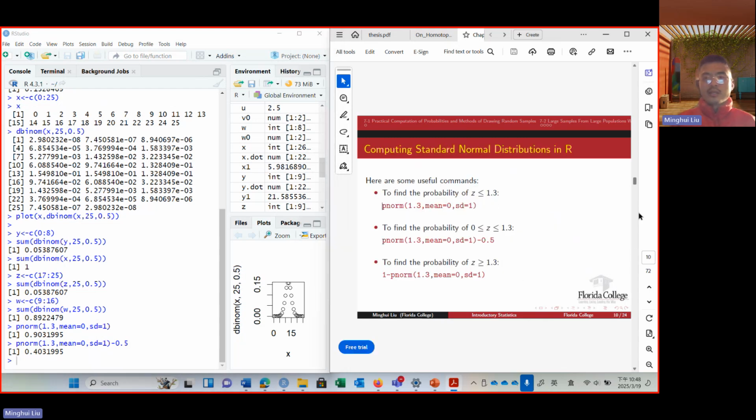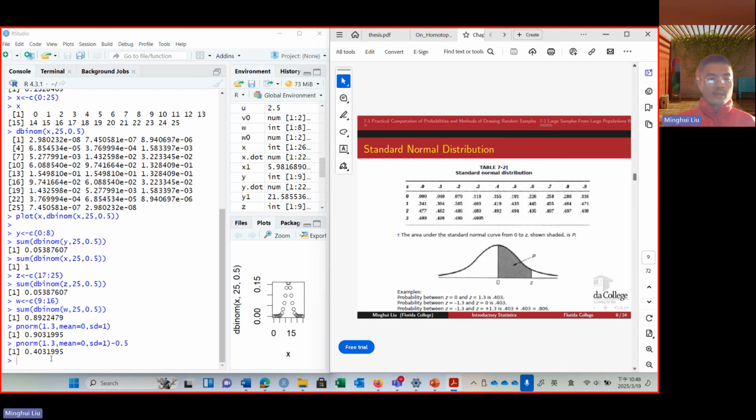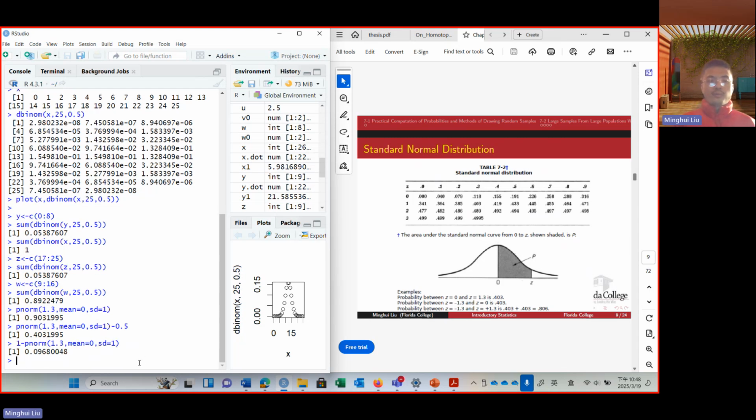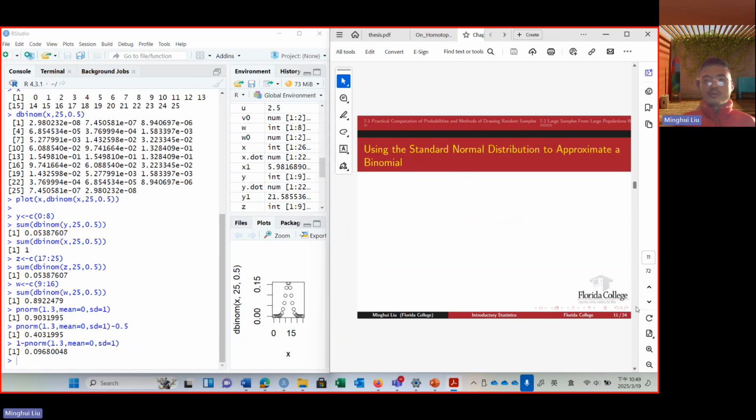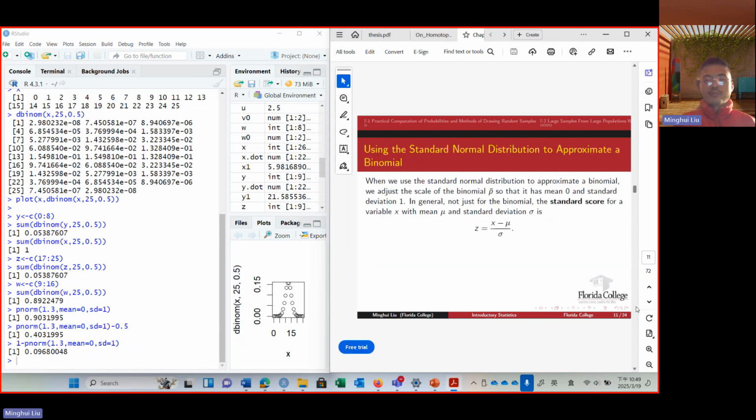And if you want to find the probability of z being greater than or equal to 1.3, all you can do is use 1 minus the probability when z is less than or equal to 1.3. So this will give you 0.0968. This is the probability for z being greater than or equal to 1.3. So those are the useful commands, and you can go back to them. And now here's the thing.